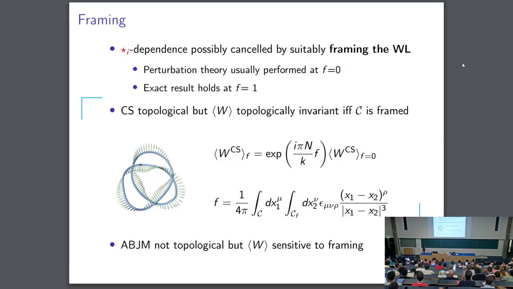Framing was something that was observed first in Chern-Simons theory, a purely topological theory, where the expectation value of the Wilson loop was seen to be a non-topological invariant quantity, but it became topologically invariant if and only if we frame the contour. So the expectation value of the Wilson loop has to take into account this F, which is the effect of framing, that combines as a phase such that it becomes a topological invariant of the theory.